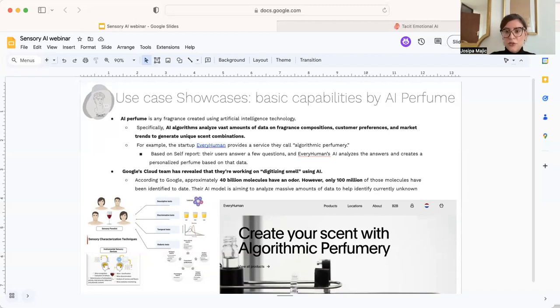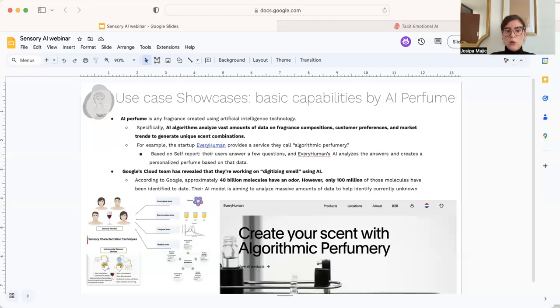Now let's go through some of the use cases. The first use case that we have is called AI Perfume. AI Perfume is any fragrance that is created using artificial intelligence, specifically using algorithms that collect vast amounts of data on fragrance composition, customer preferences, and market trends to generate unique combinations. We've seen this in the niche perfume segment, but it's really exploding. An example of that is a startup called Every Human, which provides a service that they call algorithmic perfumery. Based on self-report, what we would call explicit traditional market research data or questionnaires, they assemble very specific blends and nuances of fragrance that they then create and ship out to individual consumers.